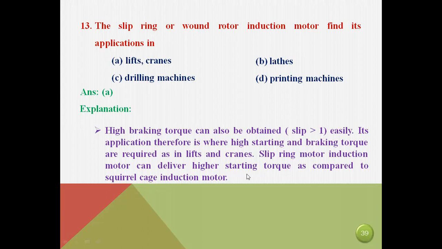So if we are using the slip rings on the same shaft where we are using the rotor and we are using at the both end the bearings, at that time we are calling that as a slip ring or the wound induction motor, and we can use the slip ring induction motor where we will require higher starting torque. Then we have seen about the squirrel cage. So if we are not required higher starting torque, at that time we can use the squirrel cage.